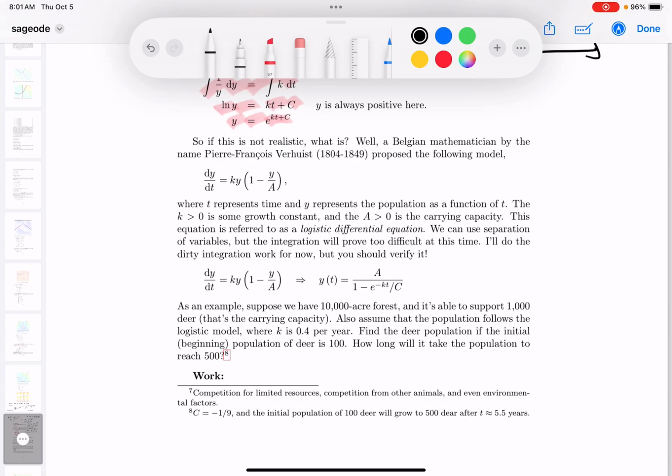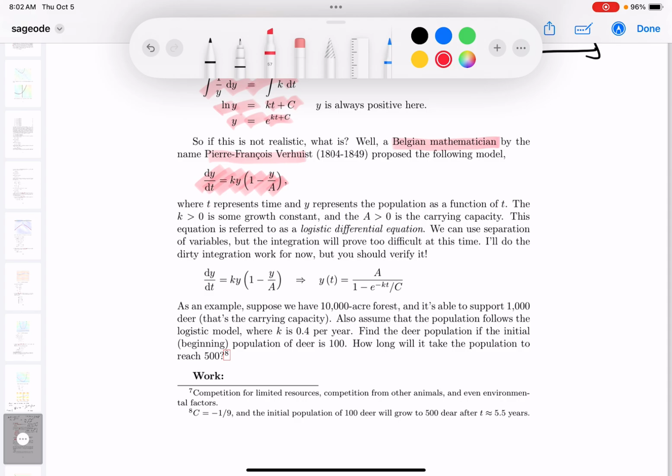Okay, so the model we just covered, it's really not realistic. And what I want to claim is there's another, more realistic model. This is due to, I believe, a Belgian mathematician. Let me just go back over that. I'm not sure how to say his name, Pierre François Verhulst or something. But anyway, he came up with this model over here. It's a more realistic model.